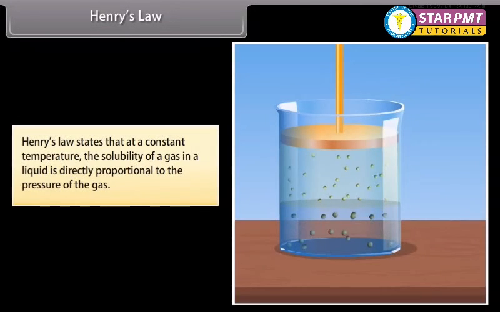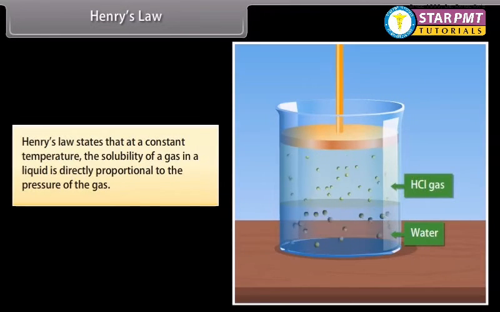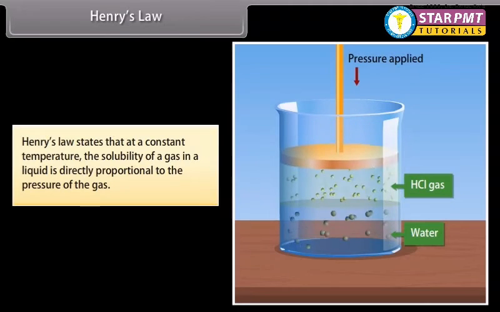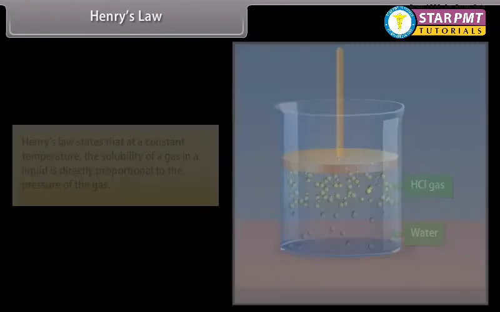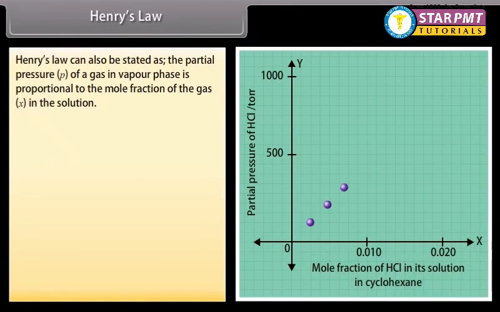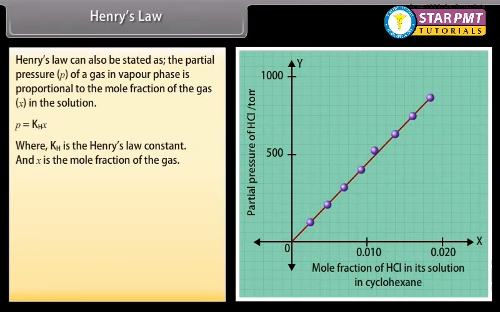Henry's law. Henry's law states that at a constant temperature, the solubility of a gas in a liquid is directly proportional to the pressure of the gas. Henry's law can also be stated as the partial pressure of a gas in vapor phase is proportional to the mole fraction of the gas in the solution. P = KH x, where KH is the Henry's law constant and x is the mole fraction of the gas.